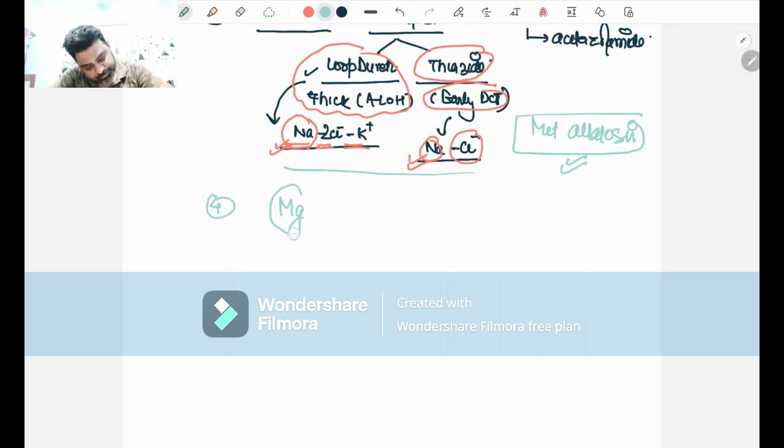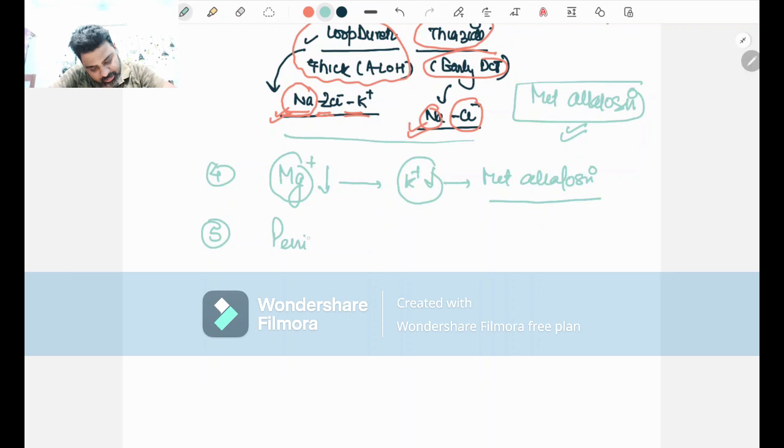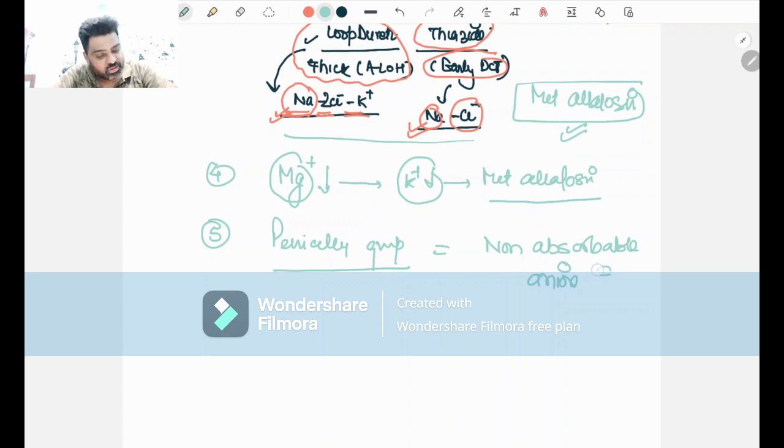Fourth cause is magnesium. We know that whenever we have decreased magnesium, we have hypokalemia, decreased potassium, and decreased potassium causes metabolic alkalosis. Fifth cause, penicillin group of drugs. Now penicillin group of drugs cause metabolic alkalosis. How? They increase the non-absorbable anion. So when this non-absorbed anion increases, it pulls H plus along with it into the lumen, and there is more secretion of H plus, leading to metabolic alkalosis. So these are the causes.